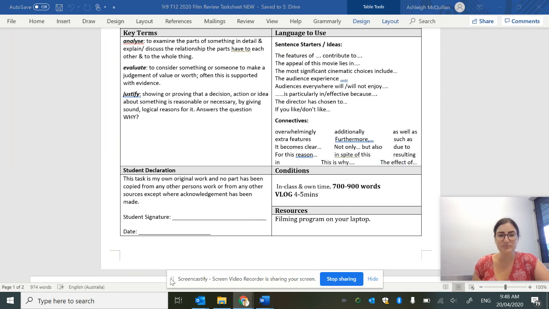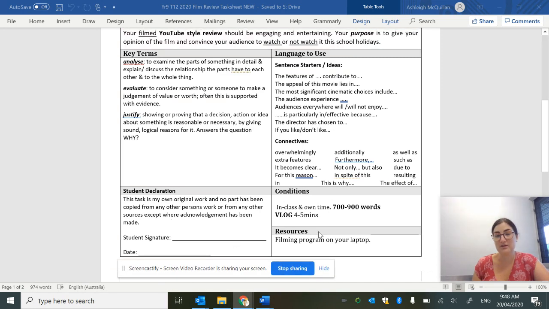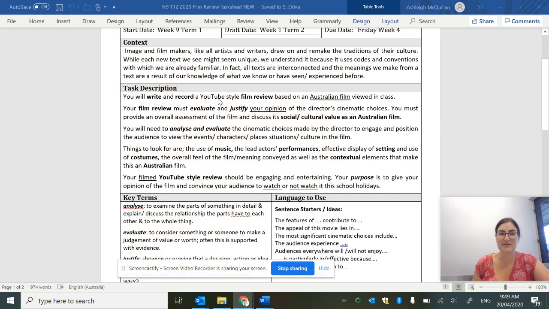So make sure that you are sticking to those time limits. So if you need to cut some of it down or be a little bit more informal and casual in your vlog, then go for it. The idea is to persuade and to entertain and essentially convince the person whether they should watch the movie or not watch the movie.